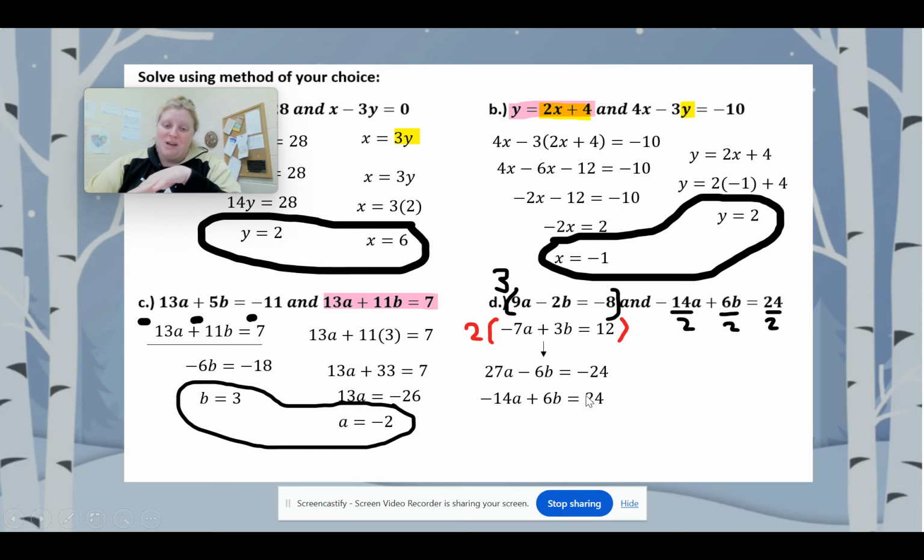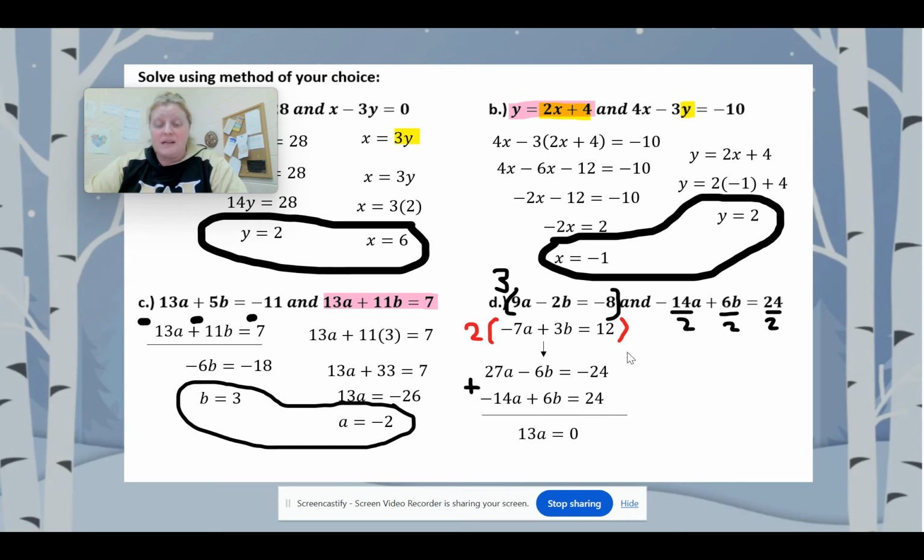And I do realize this is what we had originally, so in this case, dividing by 2 didn't really save us any time. That's very rare. 99% of the time, it makes the problem easier. And then we'll go ahead and add them up.